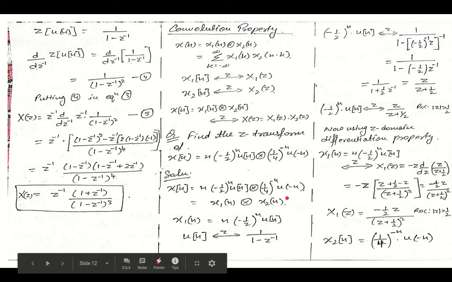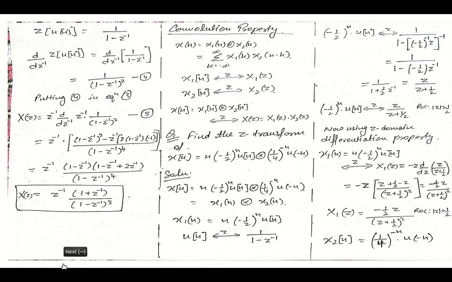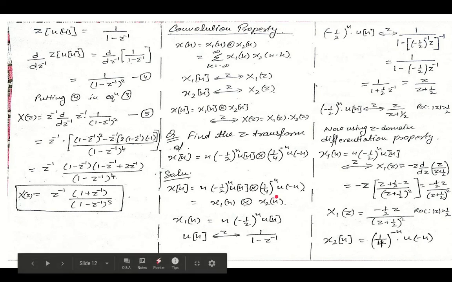Now next we have the second function, that is x2[n]. This x2[n] is given to us as (1 by 4) to the power minus n u[minus n]. Now this is a bit simple, but here again we will be utilizing two properties.